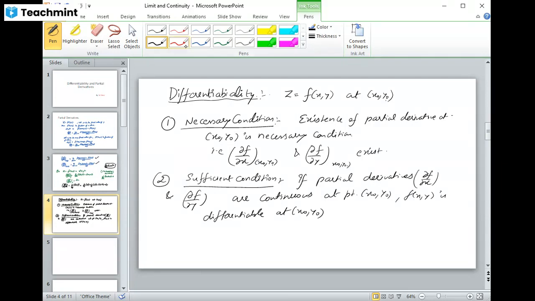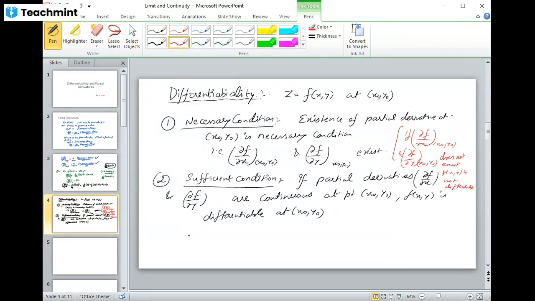So we get two important points. If the partial derivatives do not exist, if ∂f/∂x at the point x naught, y naught and/or ∂f/∂y at the point x naught, y naught do not exist, then your function f of x y is not differentiable. And this is the sufficient condition.